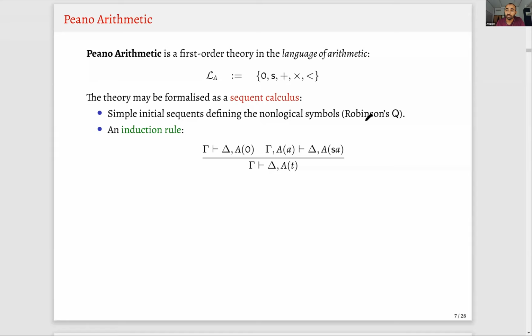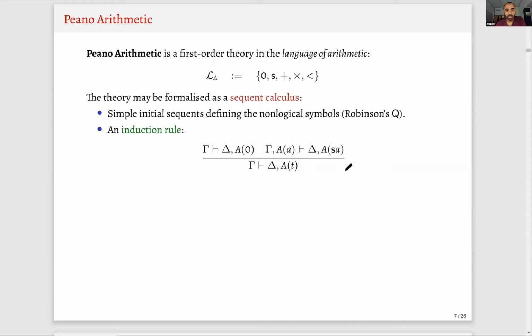If I read it in natural language, it's just saying that if you have A of zero, and you know that A of a implies A of a plus one, then you conclude A for a generic term, for a generic element. And of course, you can also then conclude the generalization using the for-all rule. So this rule exactly captures induction.